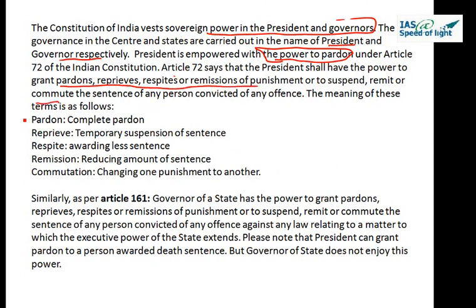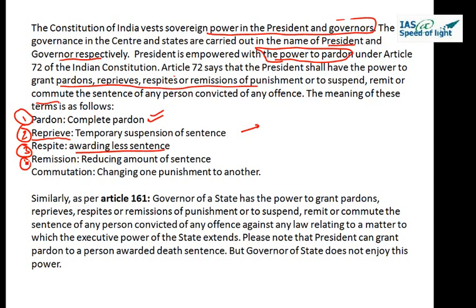So first is the pardon. It means complete pardon from all the sentences, from all the convictions of the convict. Second is the temporary suspension of sentence, reprieve. What it means is, suppose a person has got a death sentence and he has to be hanged this month. So there will be a temporary suspension of that particular order and he may be given 2 more months after that. Third is respite, which means awarding a lesser sentence.